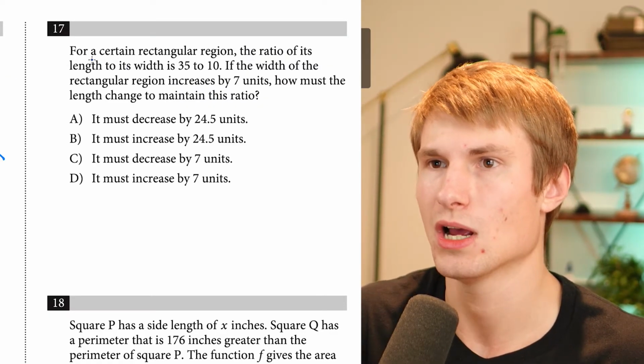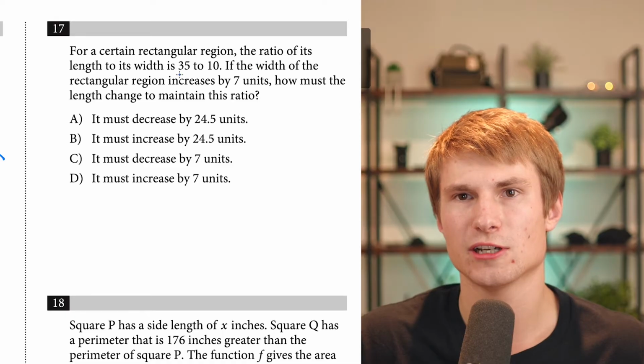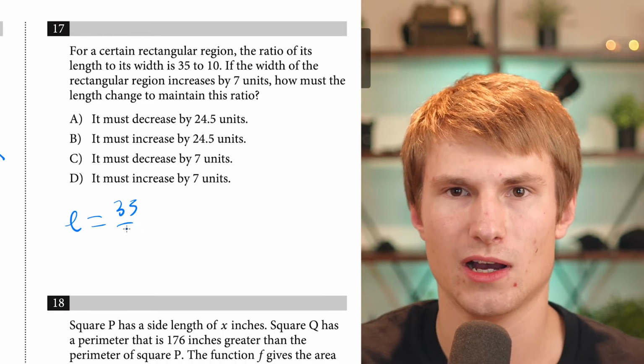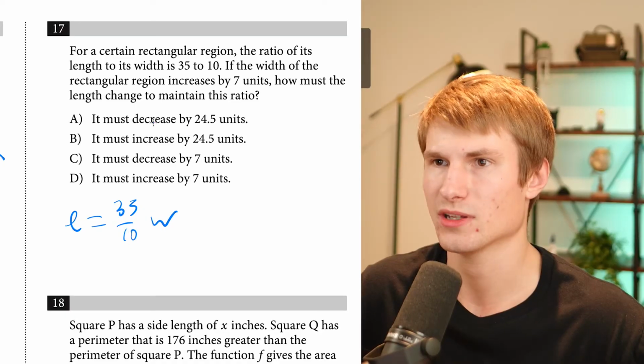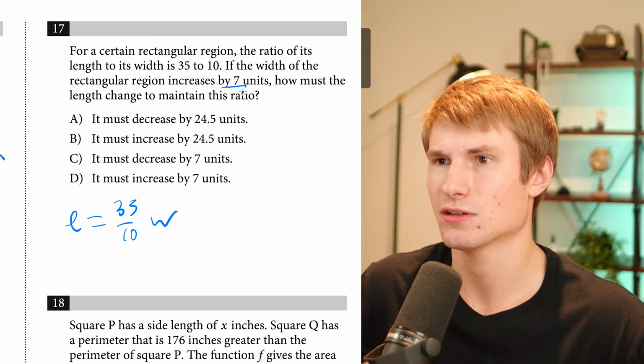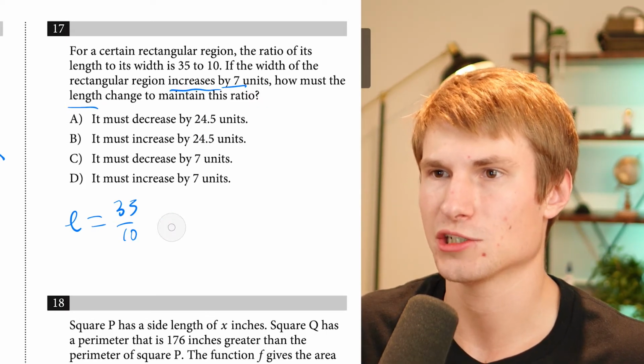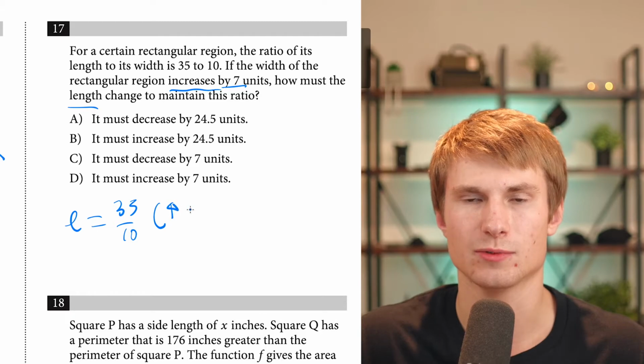Here's question number 17. For a certain rectangular region, the ratio of its length to width is 35 to 10. So that means L is going to equal 35 over 10 times W, where W is width, L is length. If the width of the rectangular region increases by 7 units, how must the length change to maintain this ratio? Okay, so we can change this W to an increase of 7. So I'll just put an up arrow of 7.